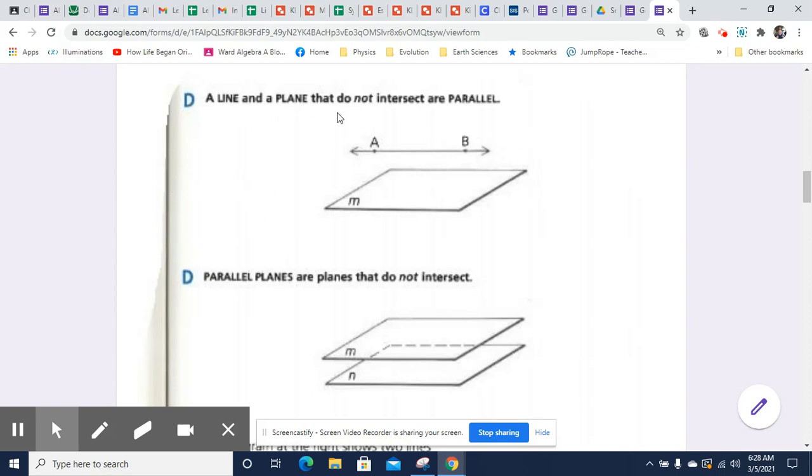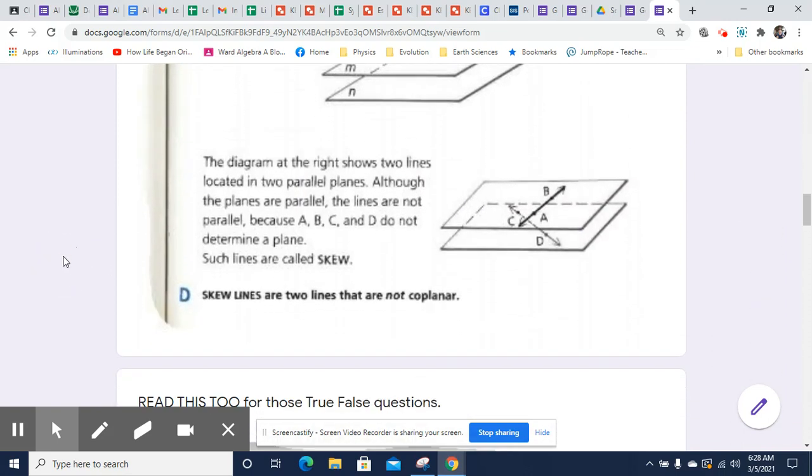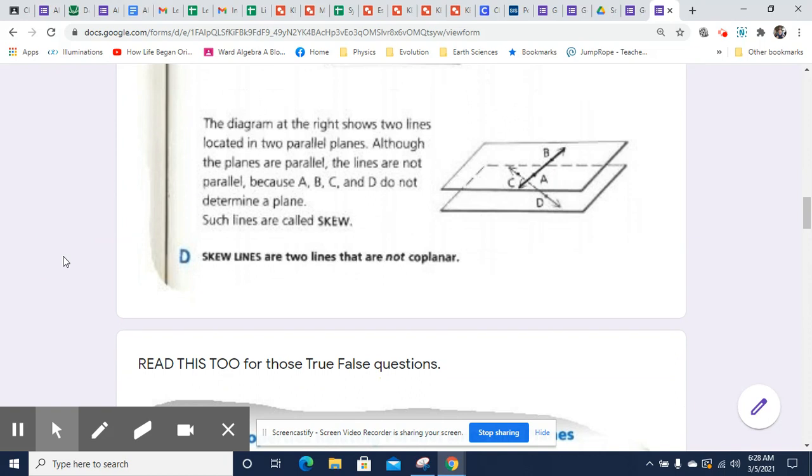So if you have a line and a plane that don't intersect, then they are parallel. If you have parallel planes, then they don't intersect anywhere. That changes in non-Euclidean space, but we're not dealing with non-Euclidean space.